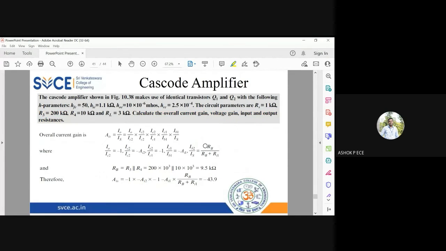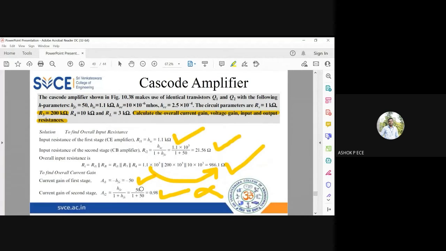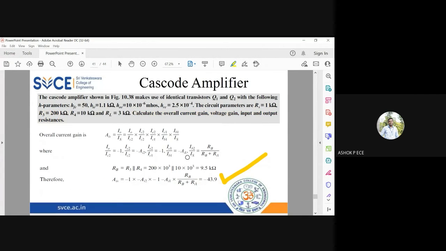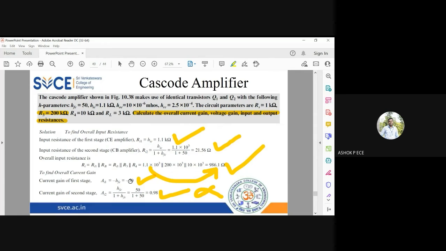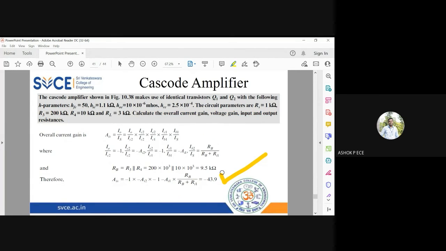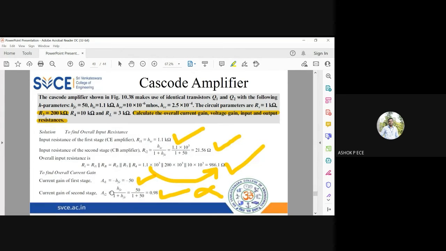Okay. So when you find the overall current gain, AI is equal to I naught by IS. So multiply all the terms. So you get the current gain to be minus 43.9. So individual current gain is minus 50 into 0.98, including the other values, you get 43.9. It will be approximately multiply 50 and 0.98, you will be getting close to this value. That's how you can cross check your answer. It is effectively the product of two current gains, minus 50 into 0.98.